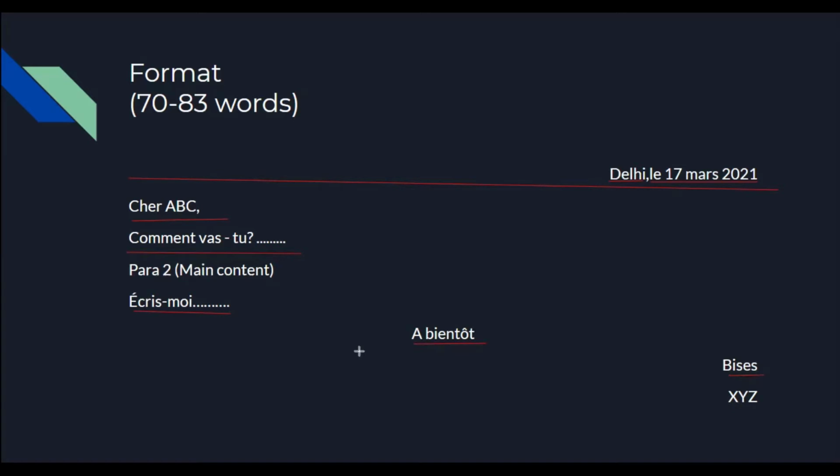And no line is to be left here also. No line to be left here, no line to be left here. So you have to leave no line anywhere. Okay, so this was the general format.